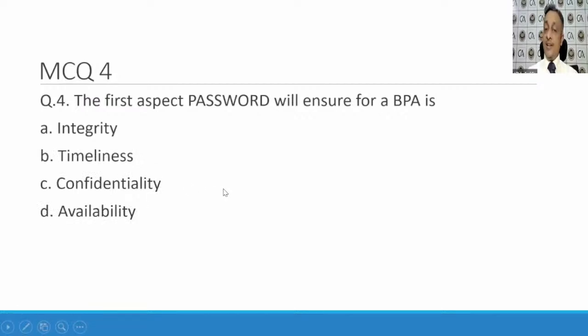Then this is again good. When you say password, password is basically the right person has the right access. So the first aspect that the password ensures is... yes. So the right answer is confidentiality. The right person has the right access.